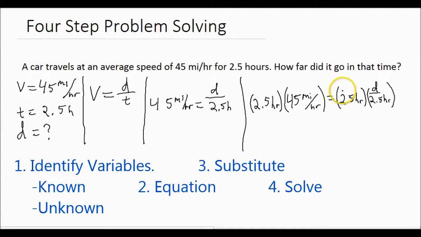So on the right side, everything cancels out except for the distance. On the left-hand side, 2.5 times 45 gives us 112.5, and we have hours on top times miles divided by hours on the bottom. So those hours cancel out, and that's all that's left on the right-hand side.